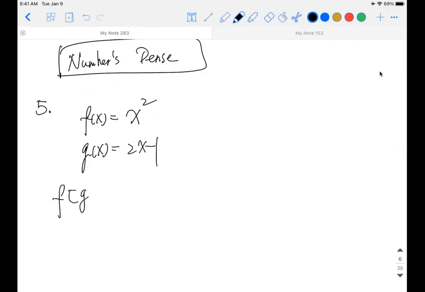f(g(x)). I think you guys should be very familiar with this, right? You see this all the time. So how to do f(g(x))? f(g(x)) means what? At the very beginning, I want to use x as my variable, right?